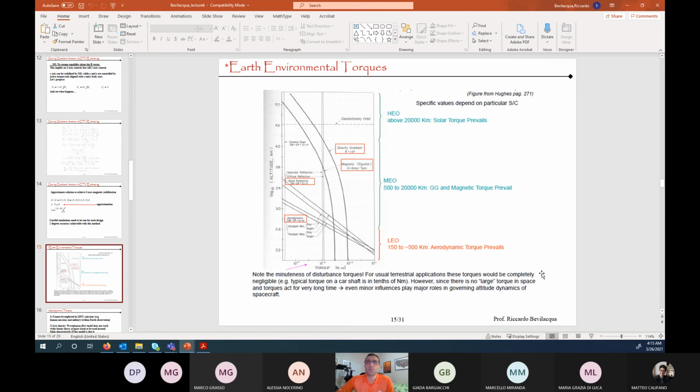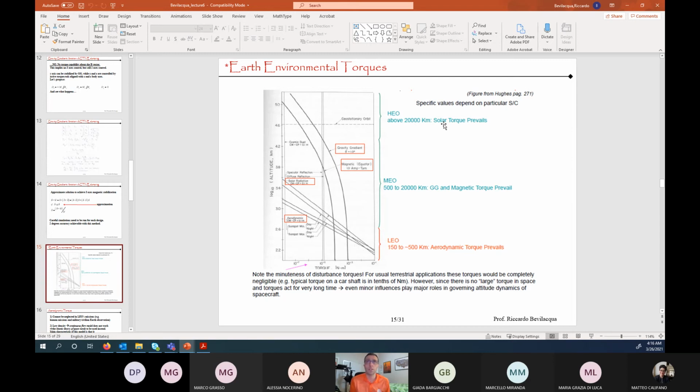So this is a nice image showing you, still from the textbook from Hughes, that up to about 500 kilometers, the aerodynamic torque is really what dominates the game. In medium height orbits, so say from 500 to GPS altitude, then gravity gradient and magnetic torque are the most important ones that you can look at, and then the solar torque prevails above that.